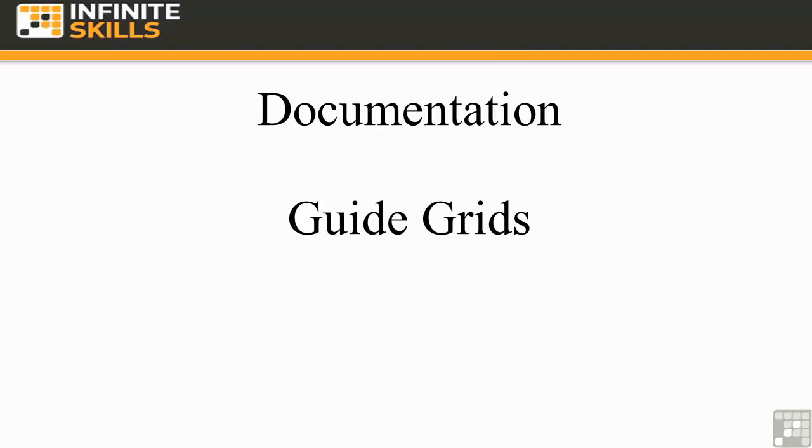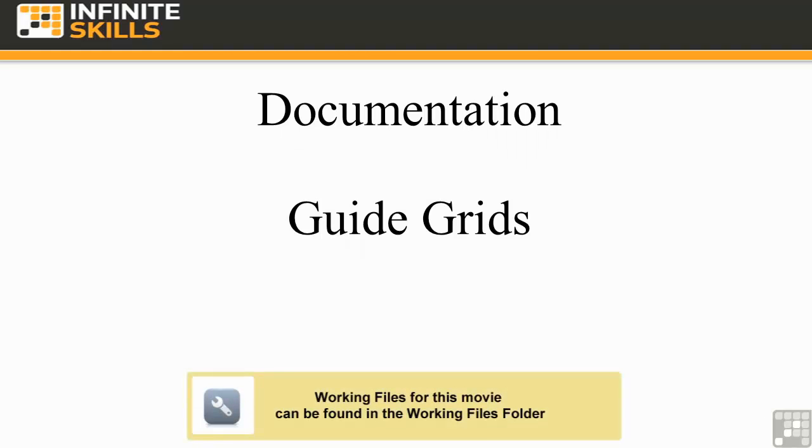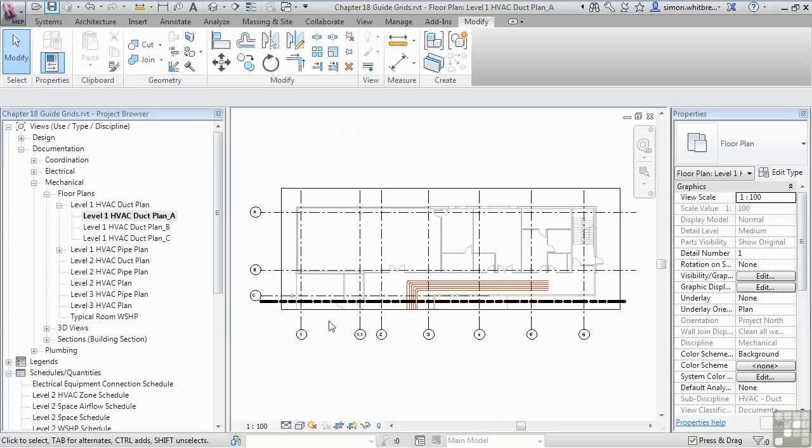From your Startup screen, browse to the Chapter 18 folder and open the file Chapter 18 Guide Grids. There's no getting away from it. Guide grids are for the sticklers amongst us. The people who want their documentation to look exactly the same. They want their north part of the building in the same place on every single sheet. As a CAD manager, it drove me nuts that people couldn't manage to do that. And it's simplicity itself in Revit.